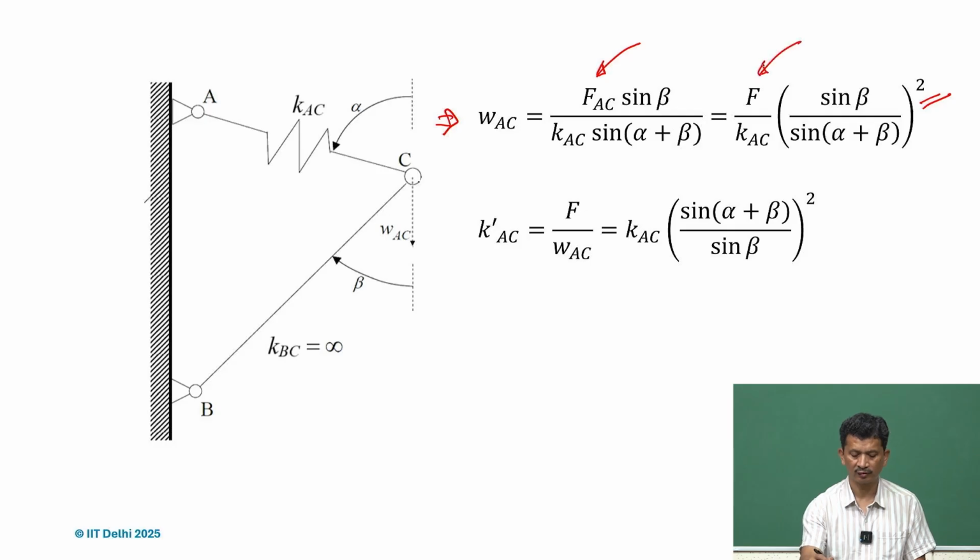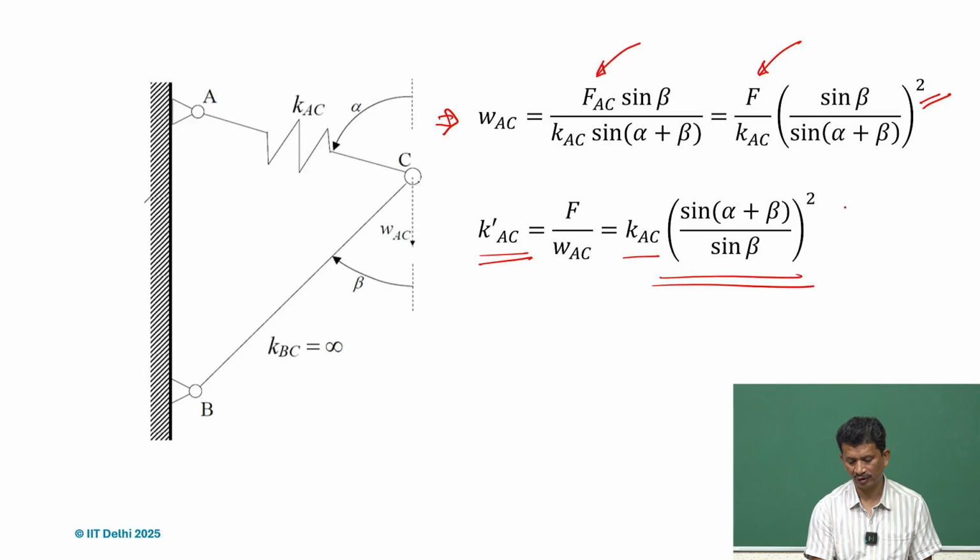So, F over KAC times sin beta divided by sin alpha plus beta square, and if you want to calculate the effective stiffness, it will be F over WAC, and this is what we will get. So, this is the effective stiffness. This we can also think of in terms of transmission ratio.